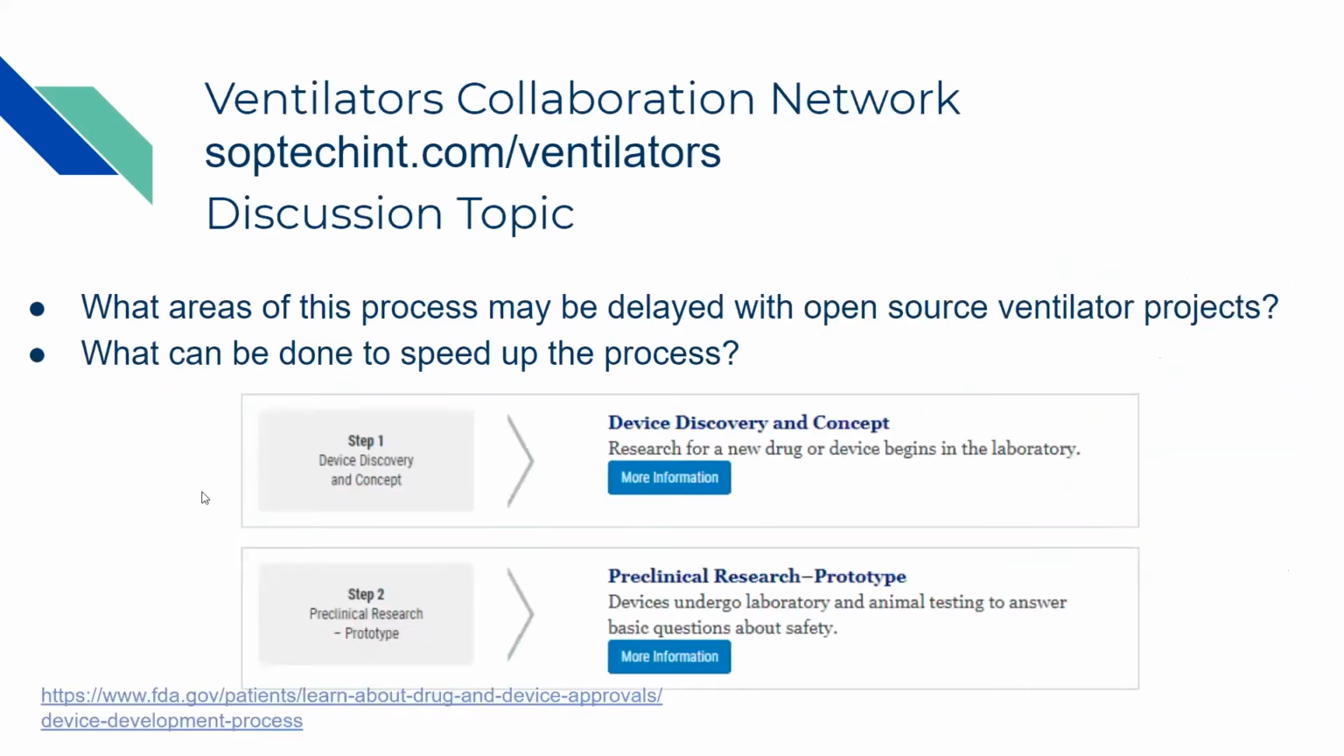So if we look at steps 1 and 2, the device discovery concept and also the preclinical research and prototyping, does anybody want to share an experience that they've had where they've noticed that there was a delay with their open source process in one of these phases, and what can be done to speed up the process? Please feel free to unmute yourself.